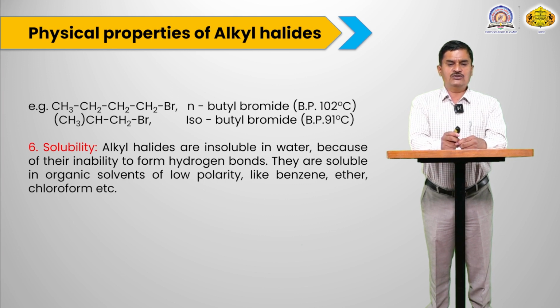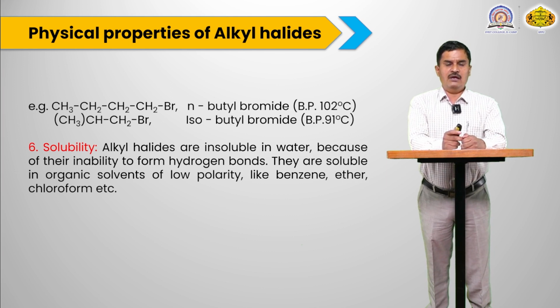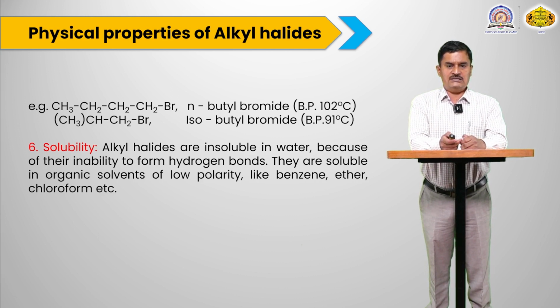While in case of isobutyl bromide, means branched compound, molecular formula is same, molecular weight is same, but in the second compound there is branching. So because of branching, there is a spherical shape, and because of a spherical shape, area of attraction decreases, means van der Waals forces decrease. That's why boiling point also decreases.